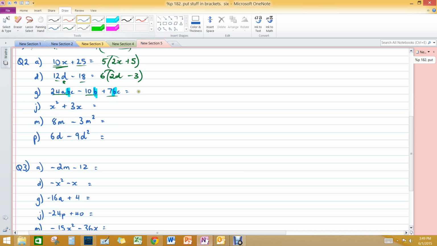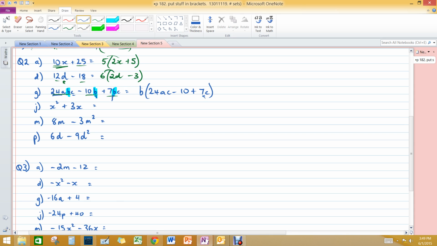So if we take out the b, we can put a b there, and we're left with 24ac minus 10, and we've already accounted for the b out the front, so we don't need to put that in there, plus 7bc. So it's going to be plus 7c. And again, we're just taking the b out here, and we've put it out the front, which is why we don't include it over there in our factorised form.